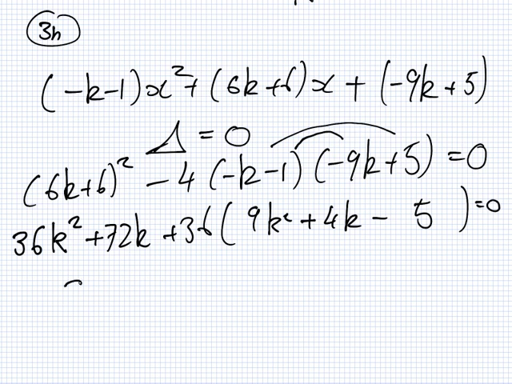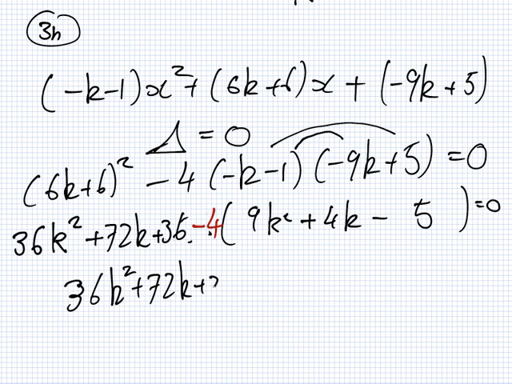Did I make a mistake, or is it okay? Positive, negative. Minus 4 is, there is no minus 4. Oh, it fell off. I'll squish it in. There now. Okay. 36k squared plus 72k plus 36 minus 36k squared. Yeah, okay, this is okay.